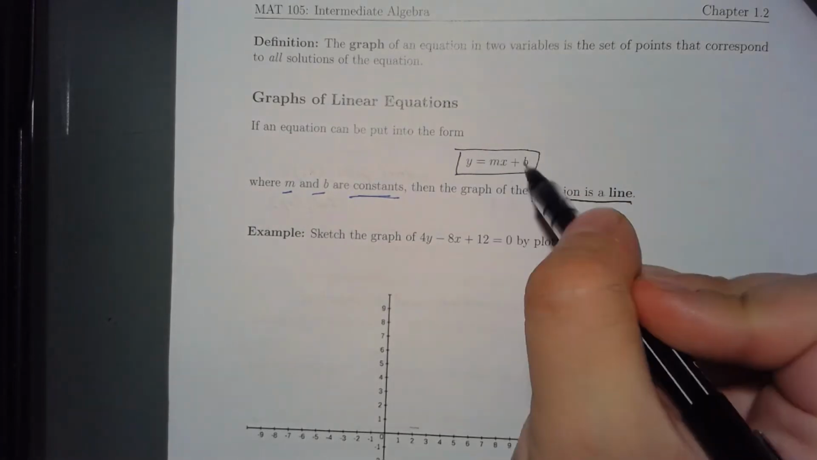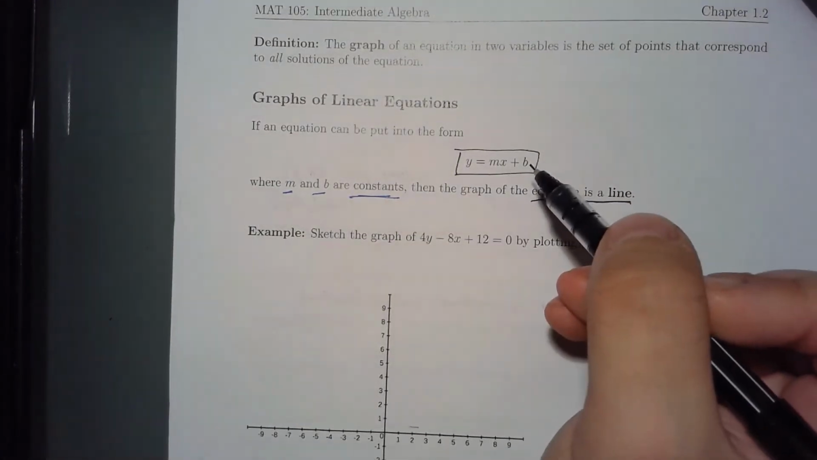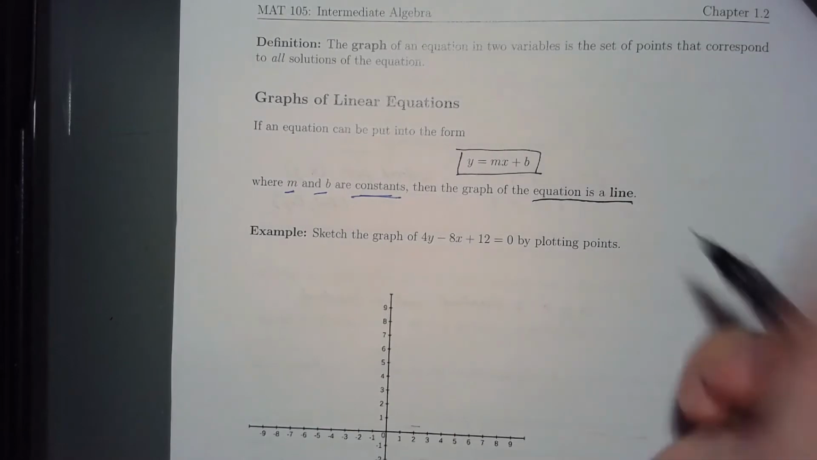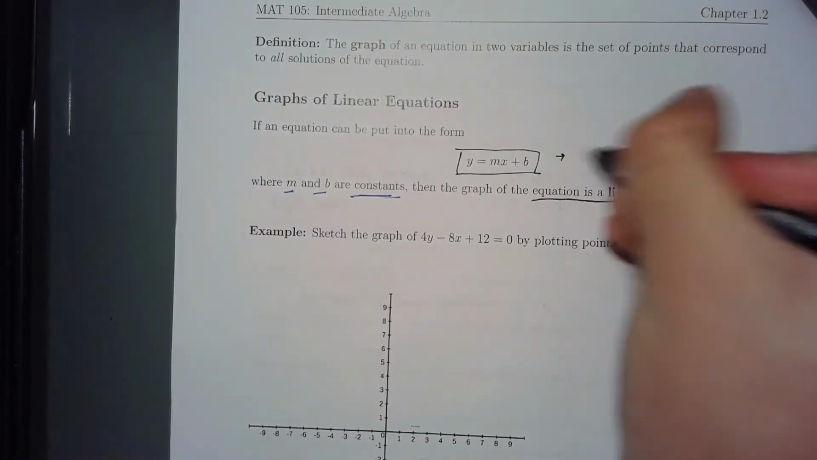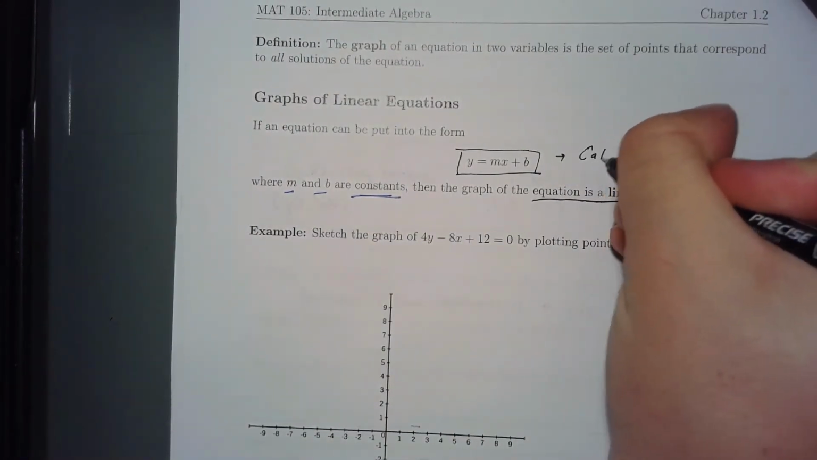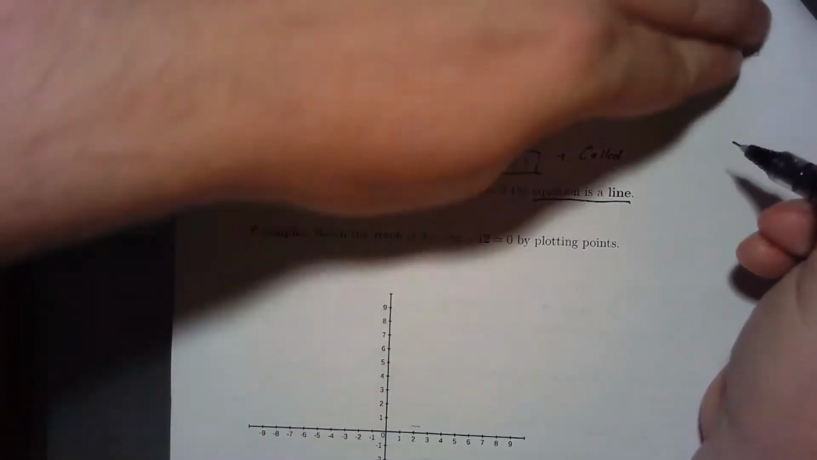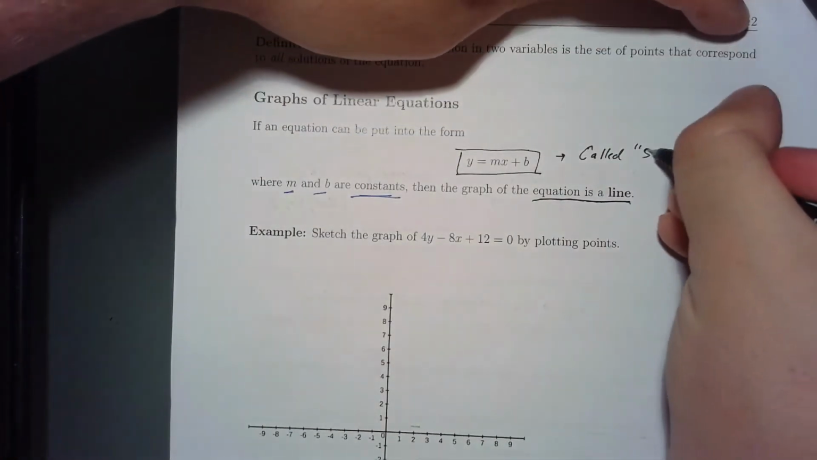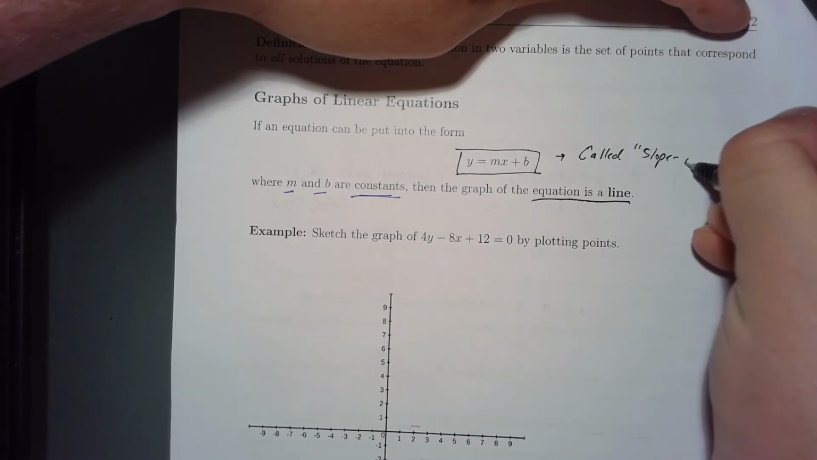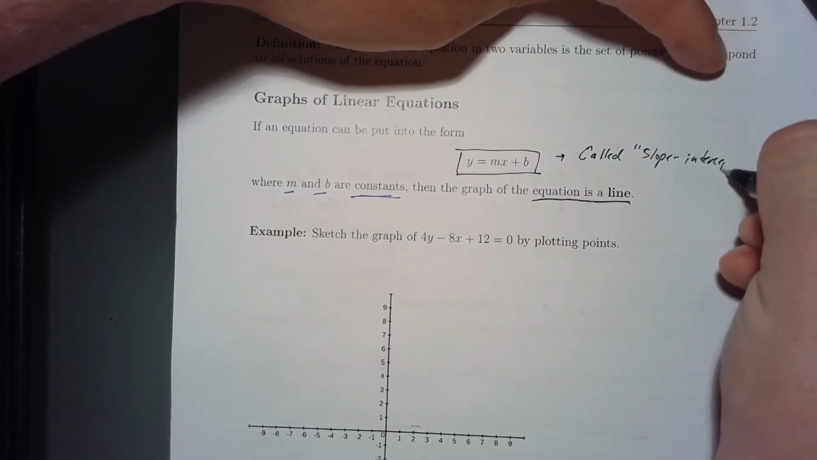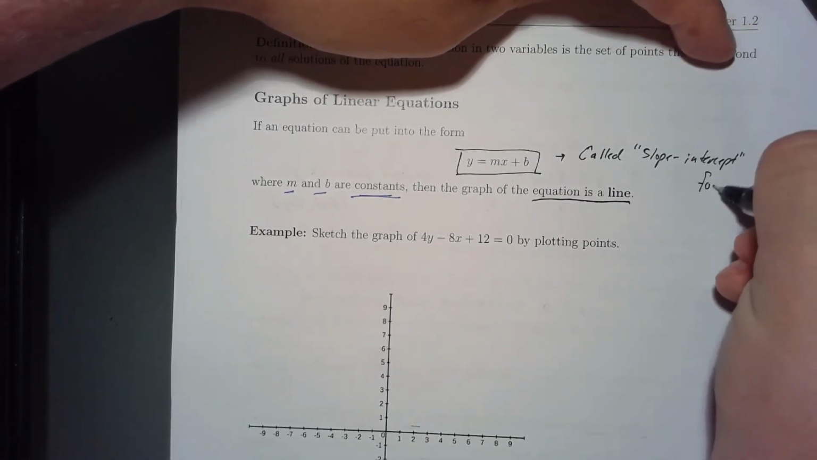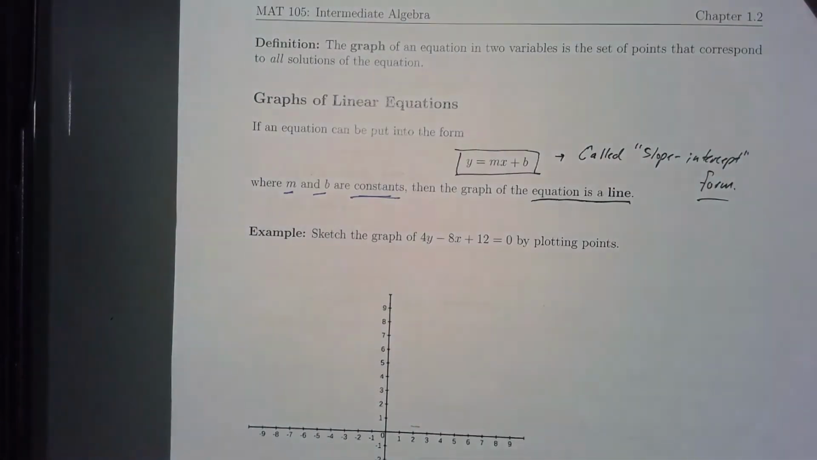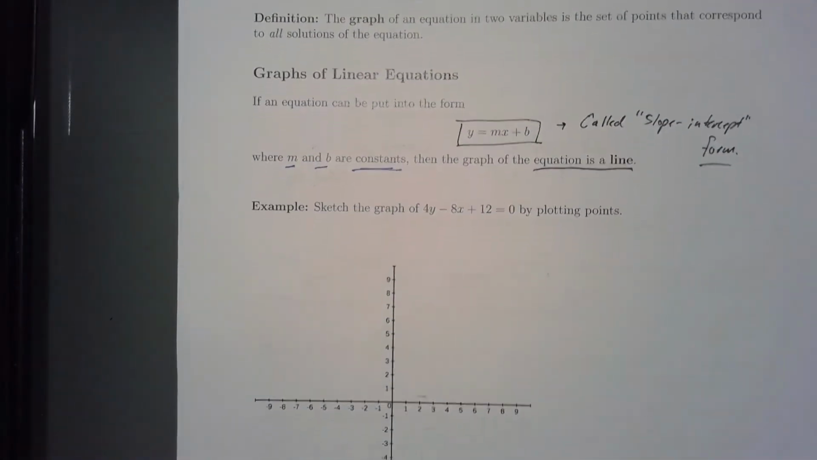This has a particular name, and I'll talk about it later, but if I were to cheat a little bit and look ahead, this is called, and you may know this already, slope-intercept form. We'll look at that in more detail later. All right.